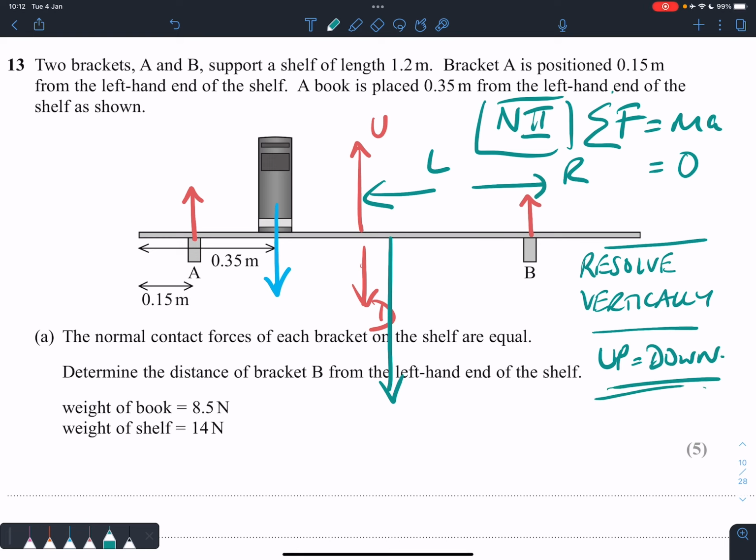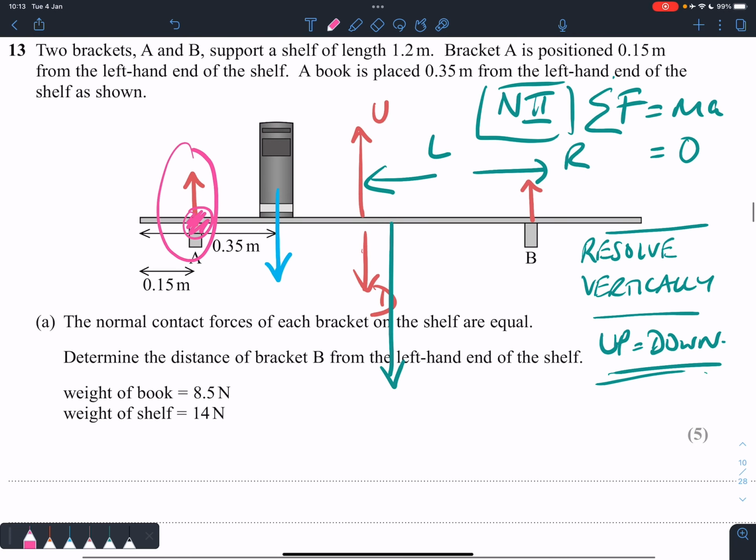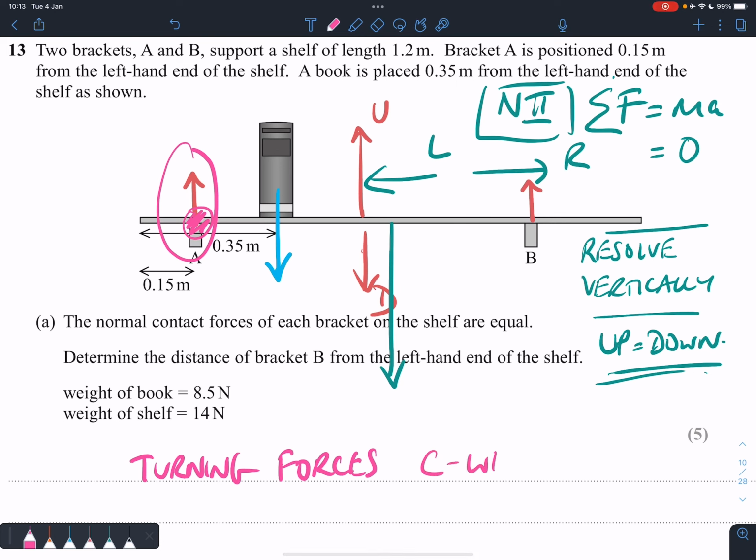And then the next thing you're going to do is take moments. And I think the easiest thing to do is to take moments about this point here, because that means that this force is not included. And the moments are the turning forces. In this type of question, the turning forces in the clockwise direction must be equal to the anti-clockwise direction.